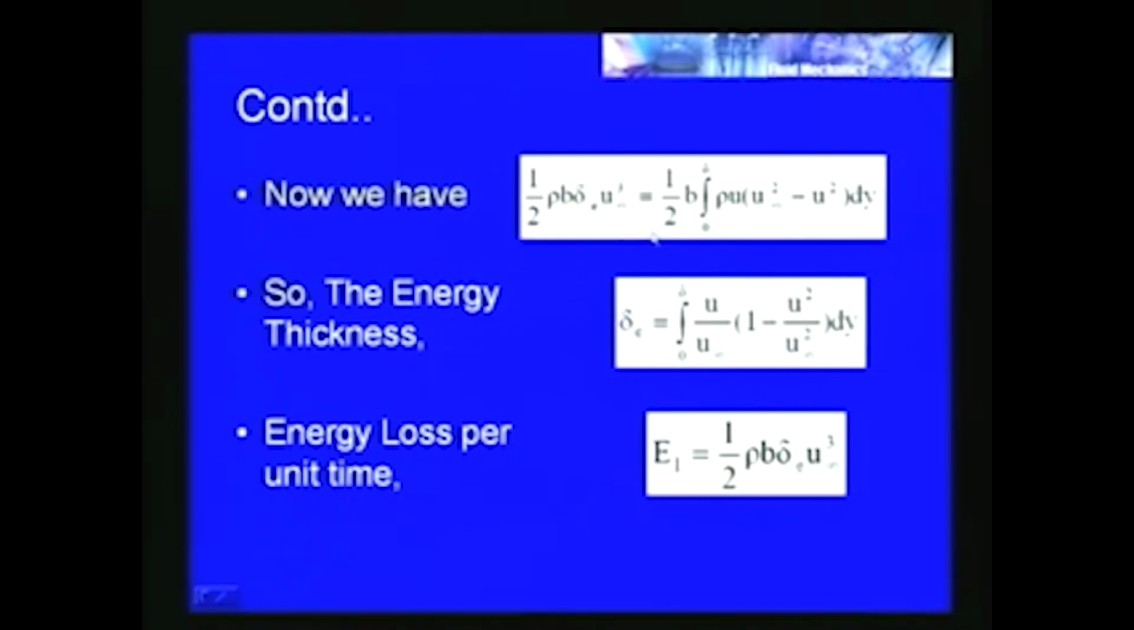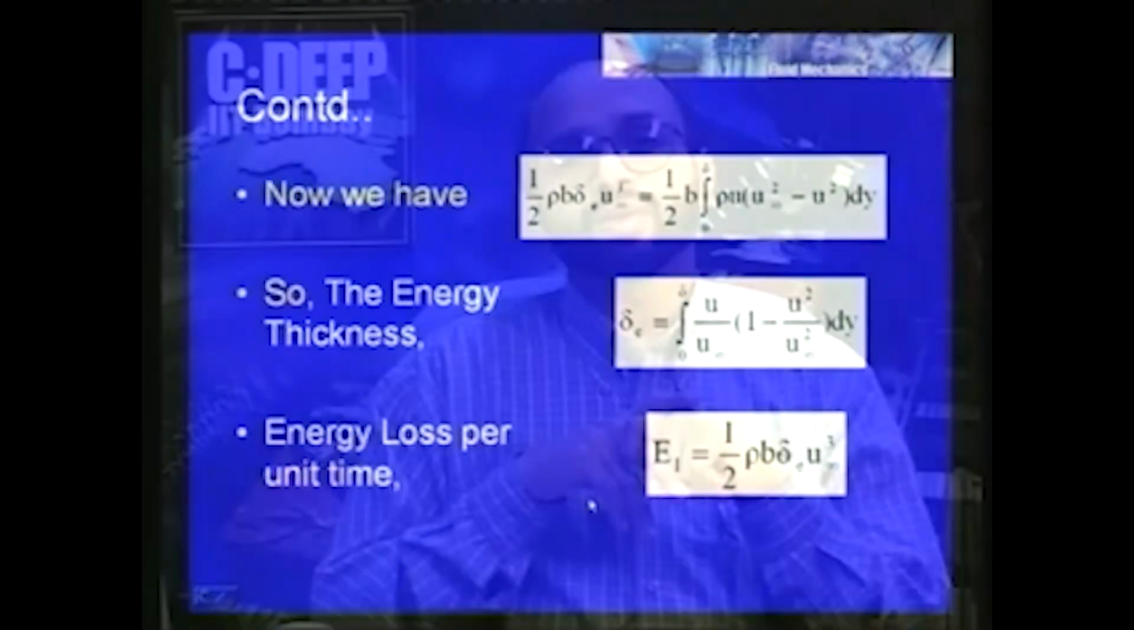So, finally, we can get an expression for the energy thickness as delta E is equal to integral 0 to delta u by u infinity into 1 minus u square by u infinity square dy. So, this is defined as the energy thickness, and also we can calculate the energy loss per unit time as EL is equal to half rho B delta E u infinity cube. So, this is the energy loss per unit time, and the energy thickness delta E is defined here. These are some of the important parameters in the boundary layer flow which we will be considering while estimating various other parameters like velocity, pressure or shear stress in the boundary layer.